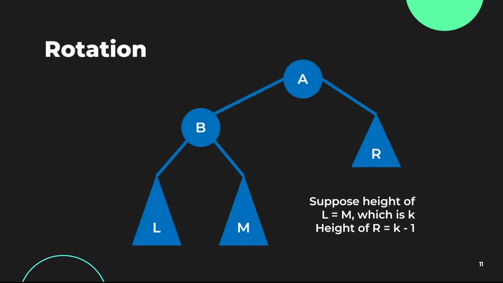So, given this case, okay, lecture case. Suppose I have a node A, the left subtree will go to B, who has another subtree, then this one is the right one. Left, middle, right. So given that the height of L is equal to M, is equal to K, and then right here is K minus 1, can anyone tell me, is this height balanced or not? Who says this is height balanced? Who says this is not?